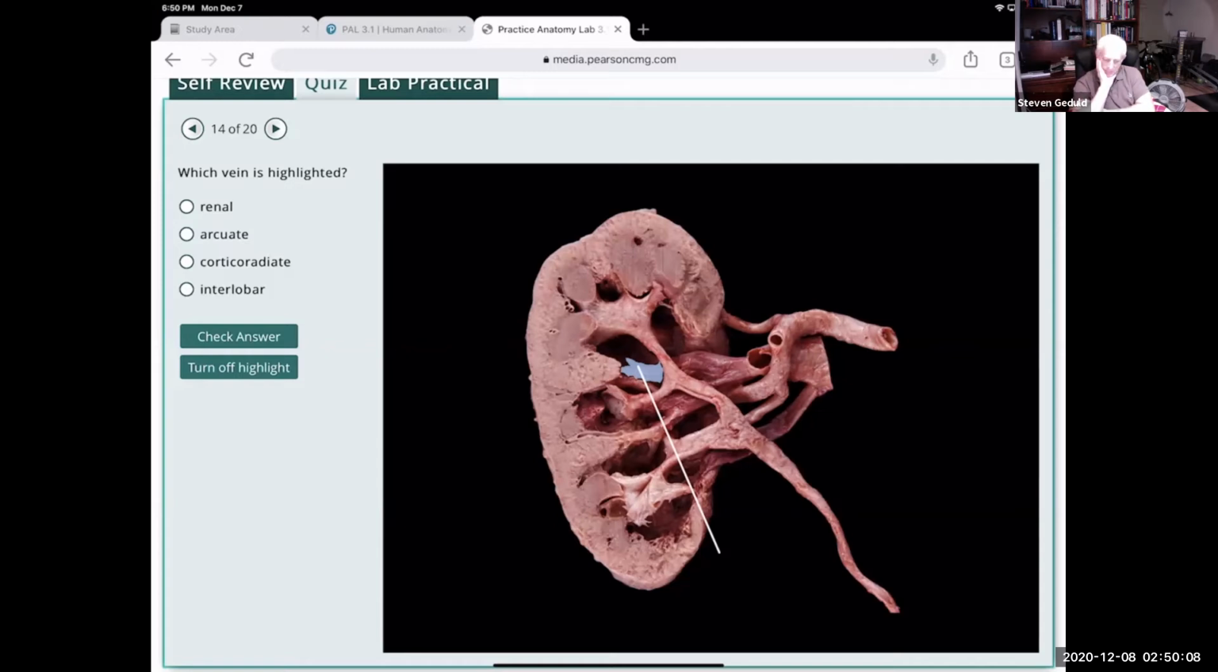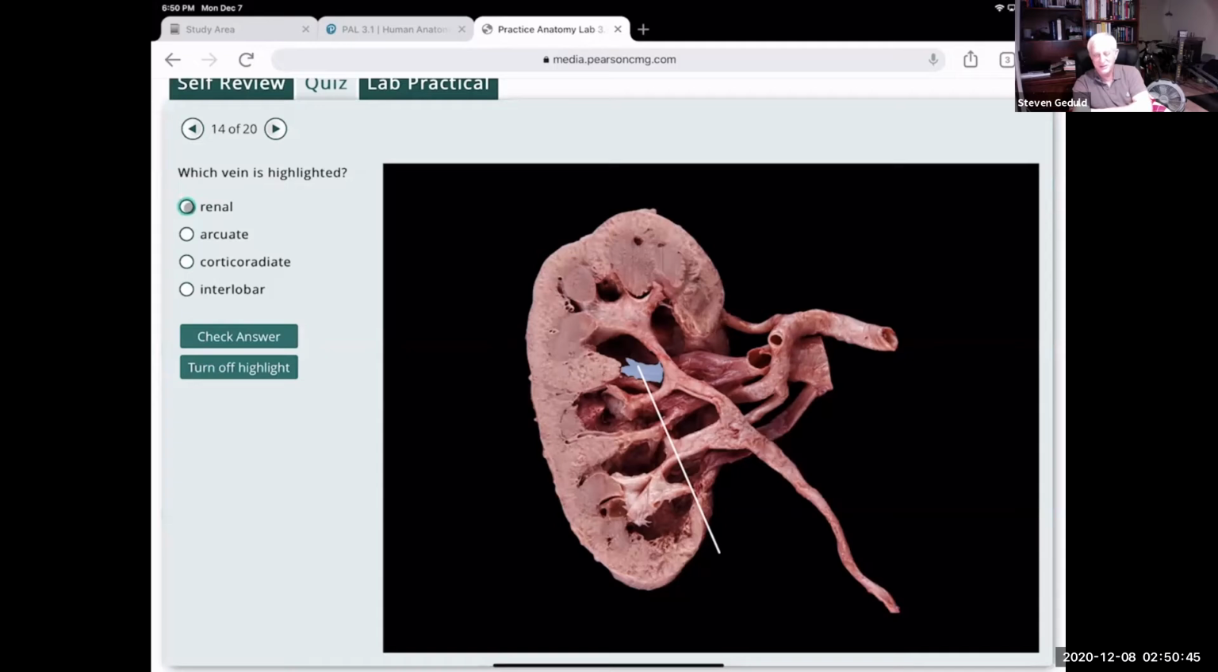The interlobar vein. The only reason I'd say it wouldn't be that is because there's more than one interlobar vein. There'd be more than one blue area, because the interlobar veins feed into the renal vein. So if it was marked as more than one, I'd say that'd be the interlobar, but I think it'd be the renal vein. Okay. But it could be an interlobar vein. I think it's right in the middle. Yeah, I think they have more than one. So I would guess renal vein.